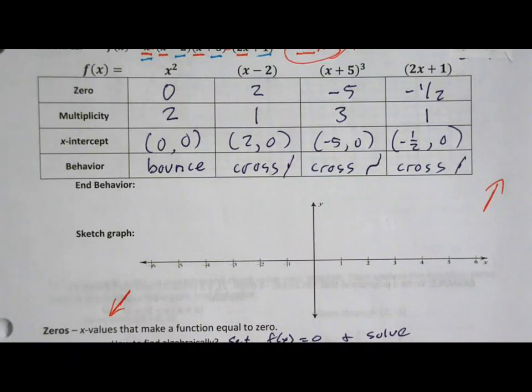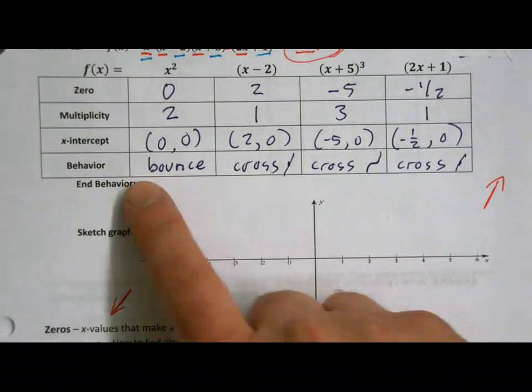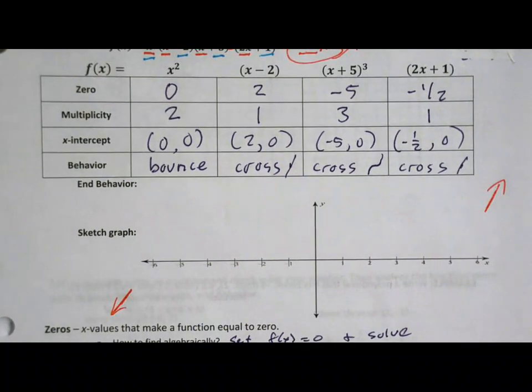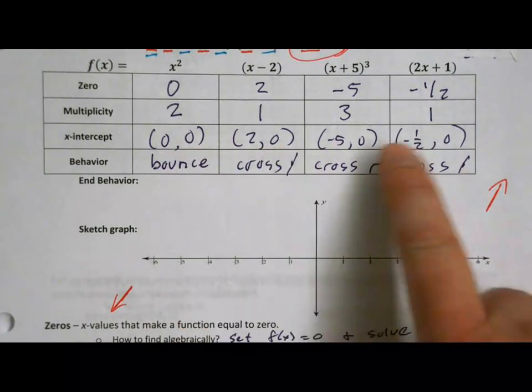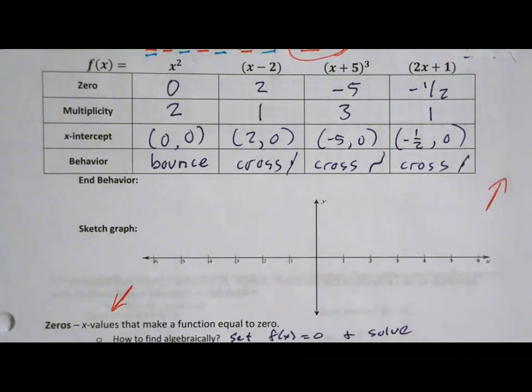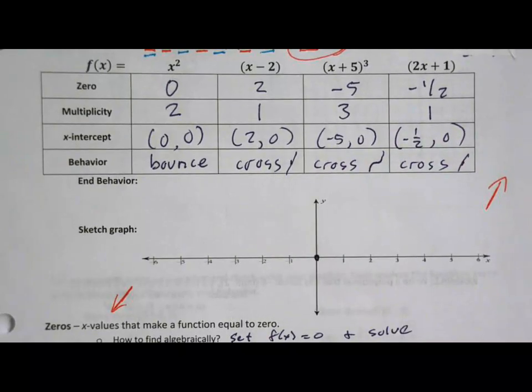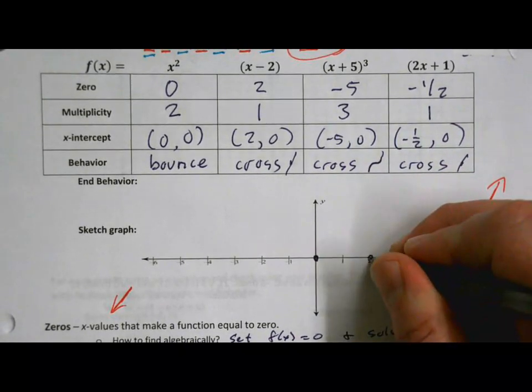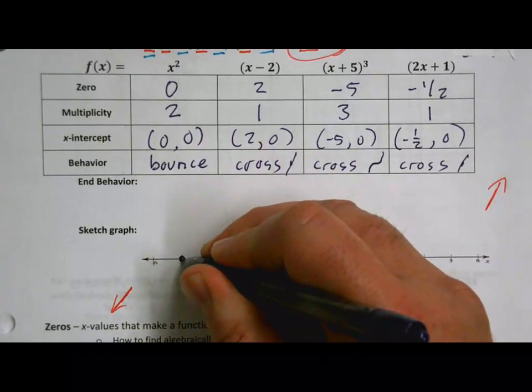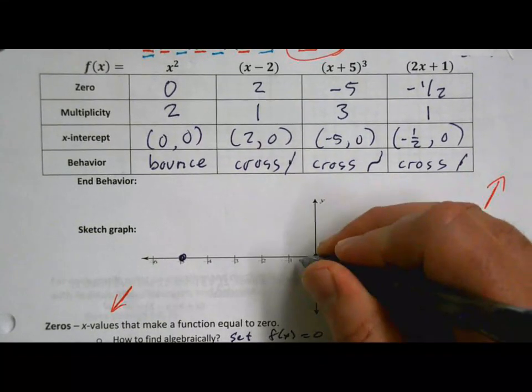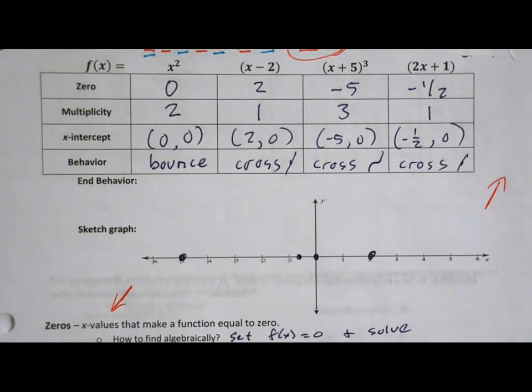Okay, that combined with the information we've already found from our zeros is going to allow us to make a sketch of this thing. Can you guys go through and draw some points on your x-axis for each of these intercepts, please? We've got one at (0, 0), (2, 0), (-5, 0), and (-1/2, 0).